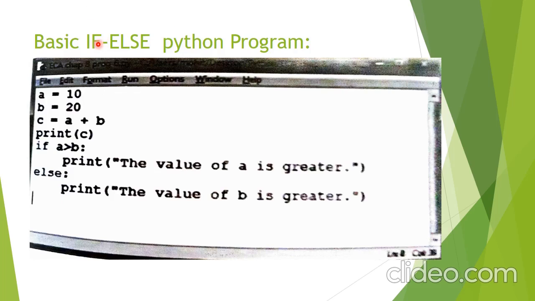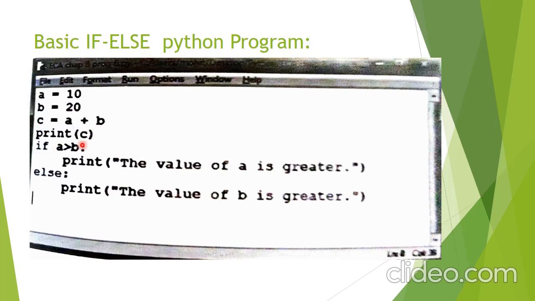Now we will learn the basic program of if and else. I have just written the values a equal to 10, b equal to 20. This is just assigning a value from the right expression to the left operand. So a becomes 10 and b becomes 20. Now I have used the binary operator, so c equal to a plus b. The value of c becomes 30. Whenever I print it, the output 30 will be shown.